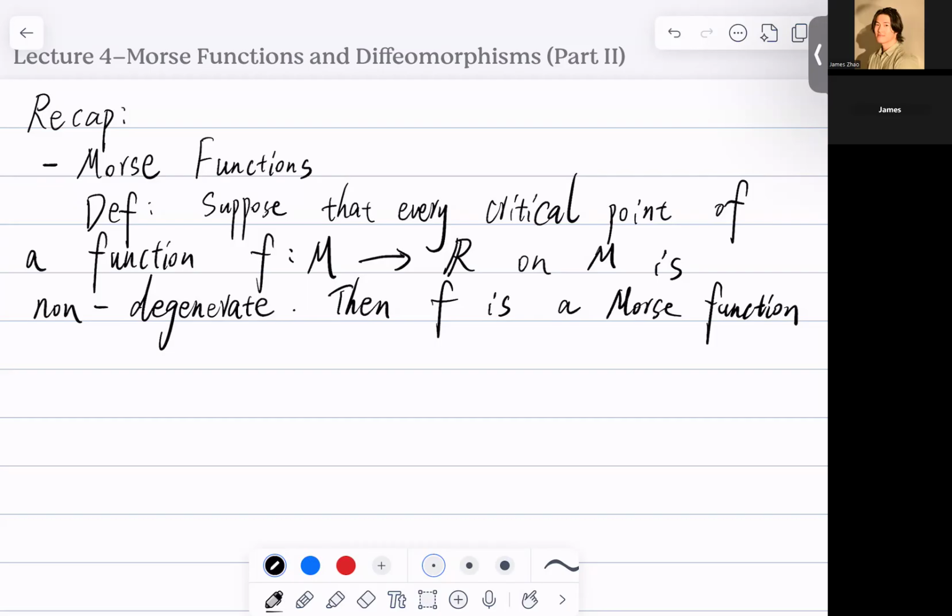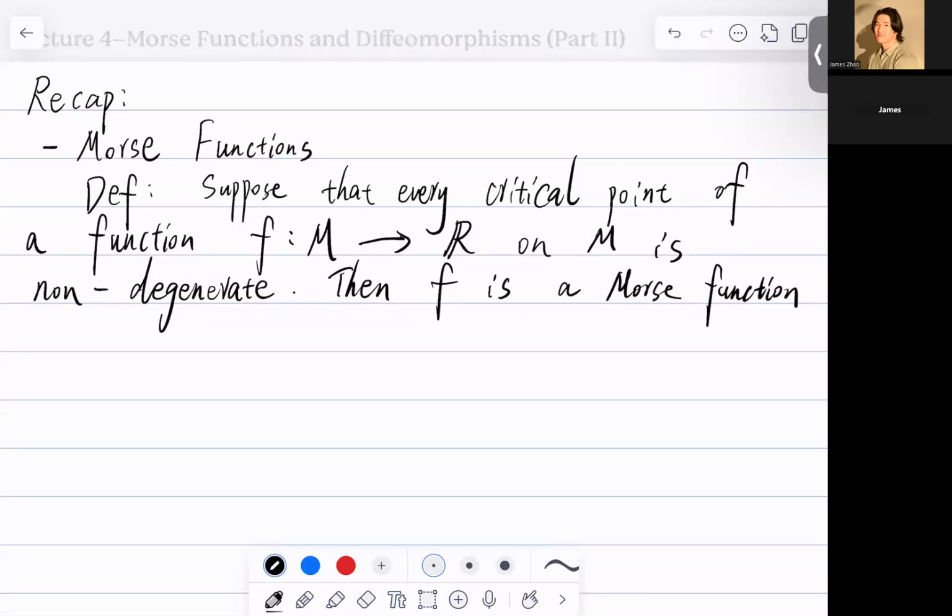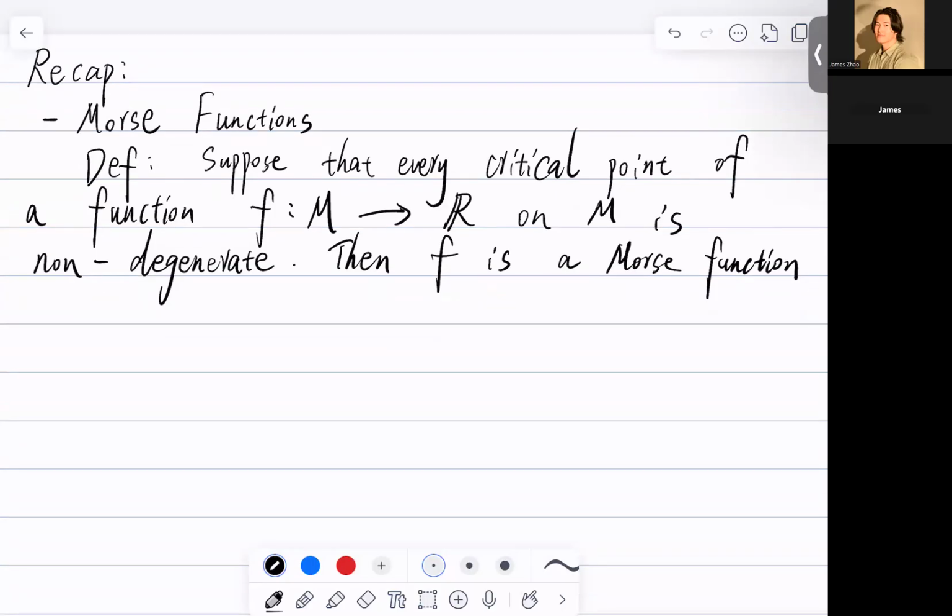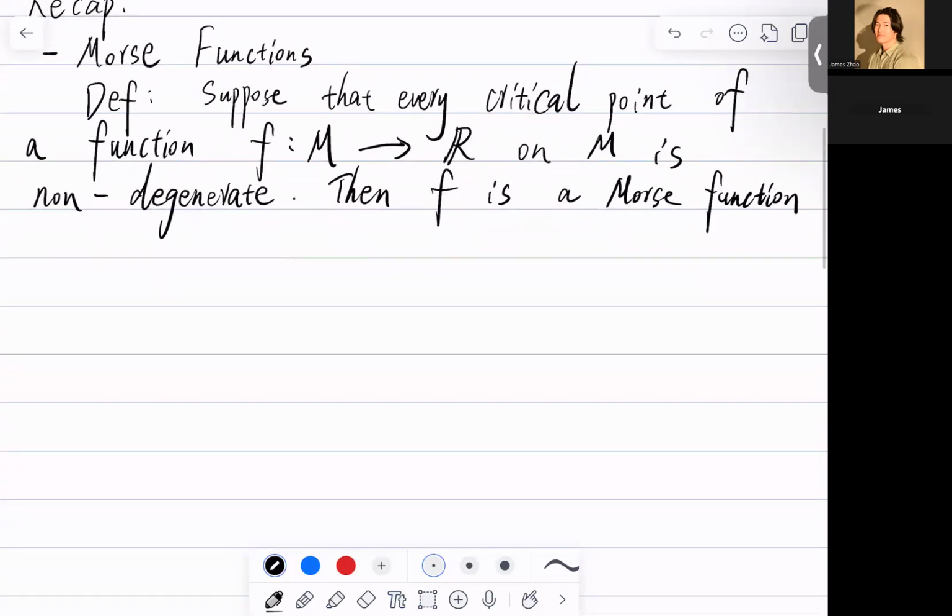Last time we spent quite a bit of time going over the definition of a Morse function, which is a very simple statement. Here I have it written in our notebook. Suppose every critical point of the function f, defined on some surface and mapping to a real number, is non-degenerate. Then we know that f is a Morse function. A very simple statement, right?